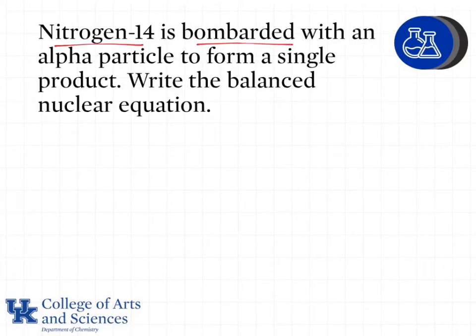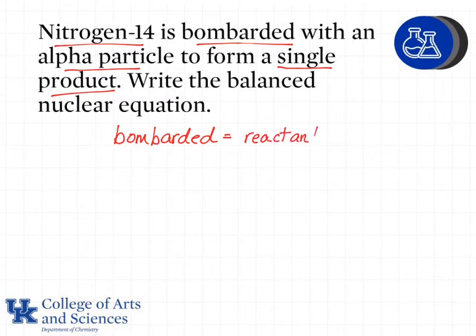Nitrogen 14 is bombarded with an alpha particle to form a single product. Write the balanced nuclear equation. When we see bombarded, that tells us that the particle is going to be behaving as a reactant. So we know our alpha particle will be on the left side of our reaction. We know we're starting with nitrogen 14, and we can look on the periodic table to determine the atomic number is 7. We're going to add the alpha particle because we're going to bombard the nitrogen with that alpha particle, and we can determine what our single product is.